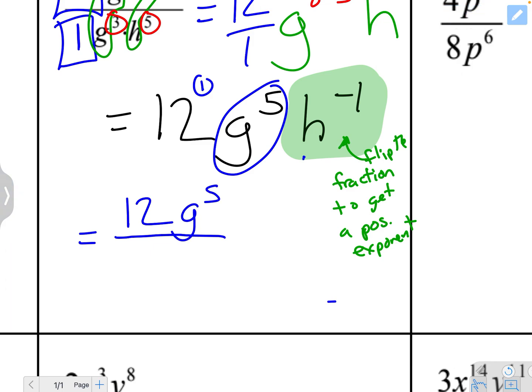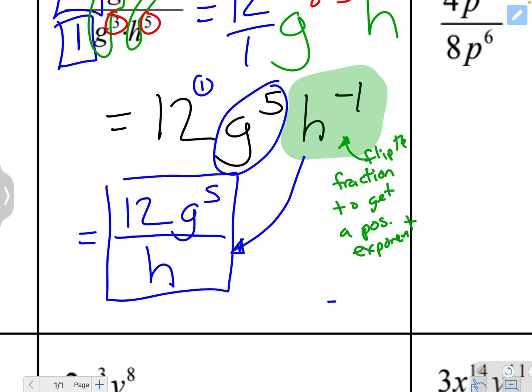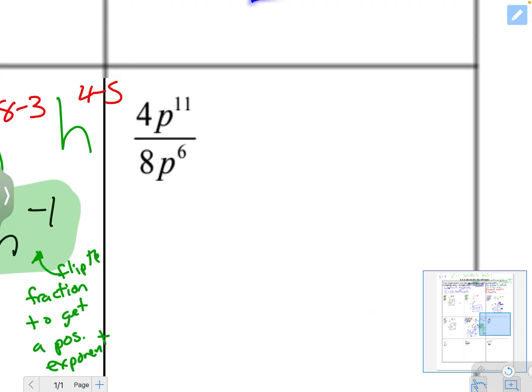To make the h to the negative 1 positive, I have to move the h to the bottom. And again, if our exponent is 1, we don't need to write it down. And so that is our most correct answer, and that's the answer we want to use.